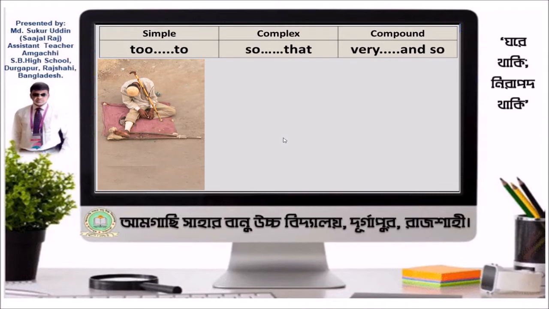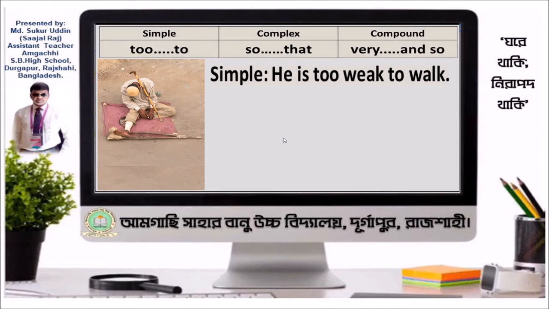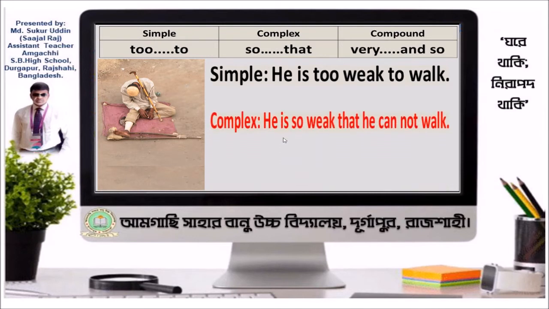Simple: "too ... to". Complex: "so ... that". And compound: "very ... and so". Look at: He is too weak to work. And complex will be: He is so weak that he cannot work. And compound will be: He is very weak and so he cannot work. Do you understand the meanings of the following sentences?